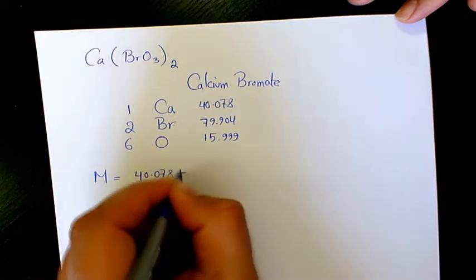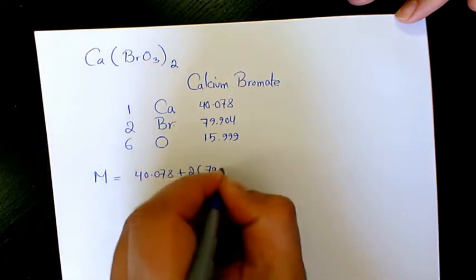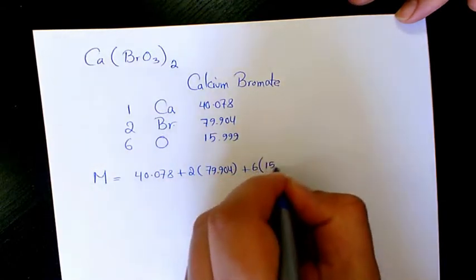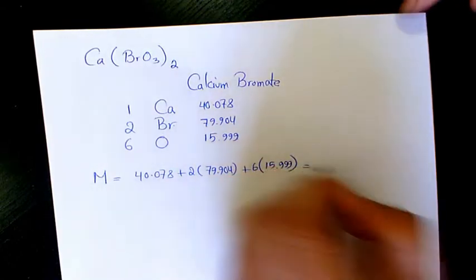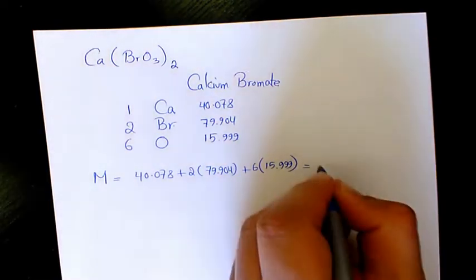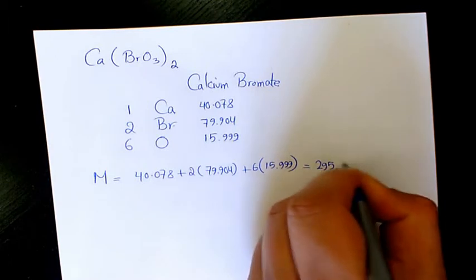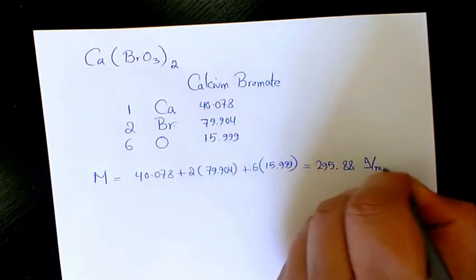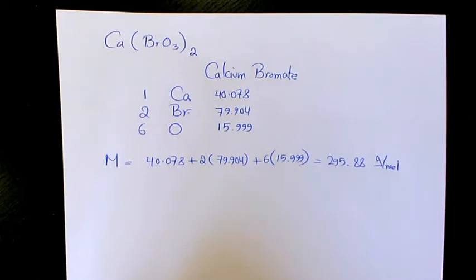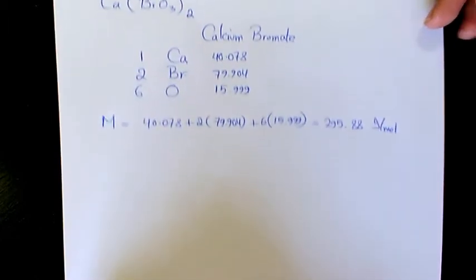So that's going to be 40.078 plus 2 times 79.904, plus 6 times 15.999. That's going to give me 295.88 grams per mole. So 1 mole of calcium bromate is equivalent to 295.88 grams.